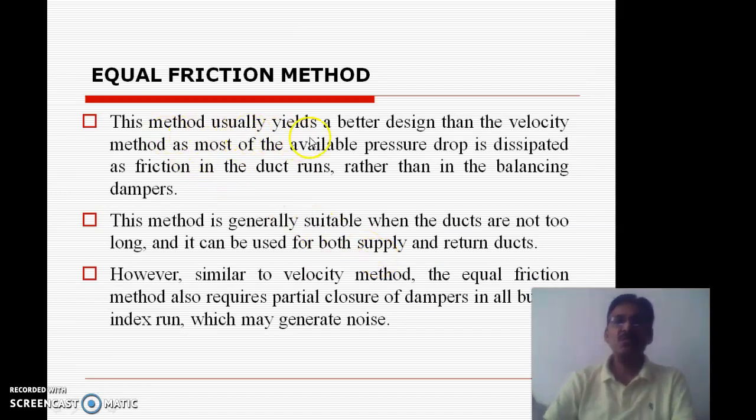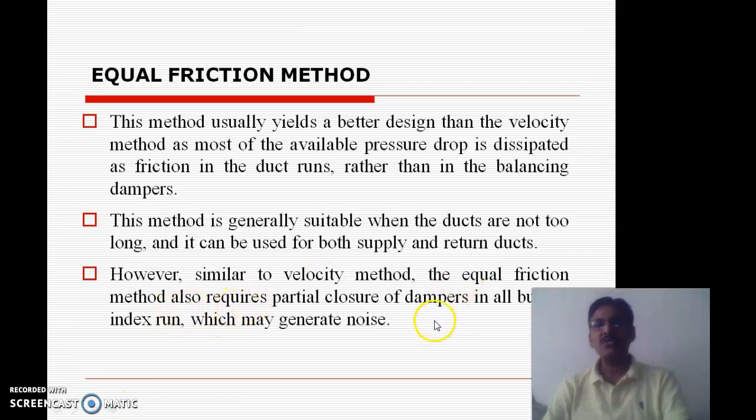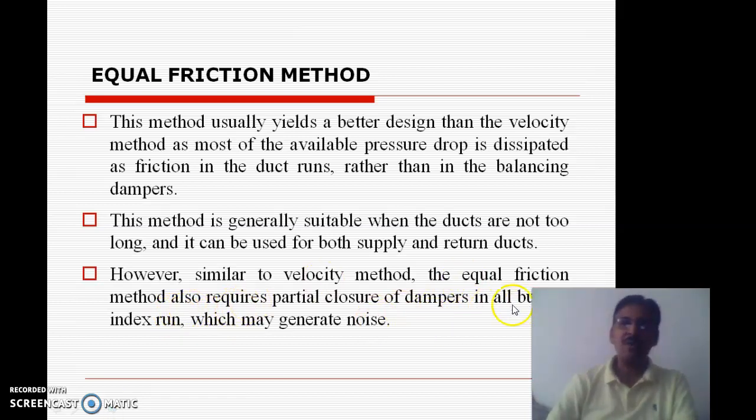So this method usually yields a better design than a velocity method, as most of the available pressure drop is dissipated as friction in the duct runs rather than in the balancing damper. So this method is generally suitable when the ducts are not too long, and it can be used for both supply and return duct. However, similar to velocity method, the equal friction method also requires partial closure of damper in all but the index run, which may generate noise.